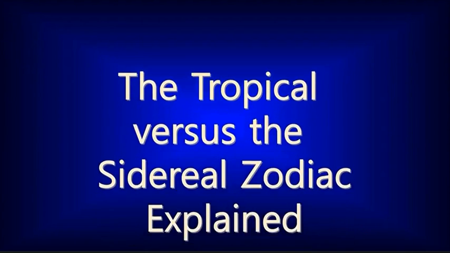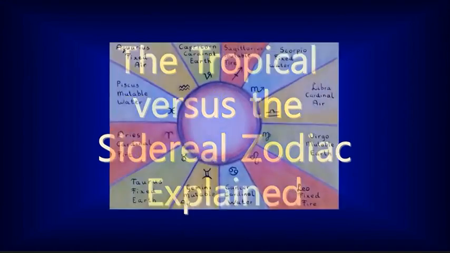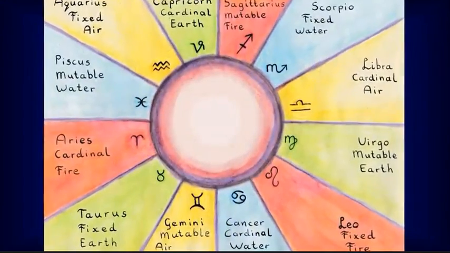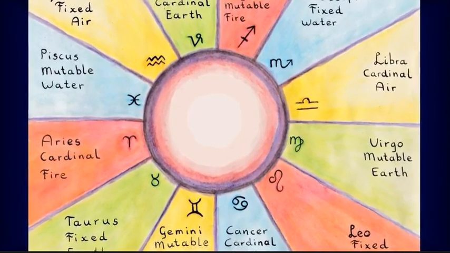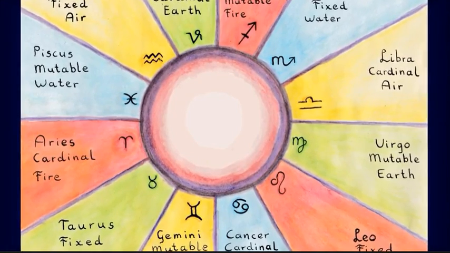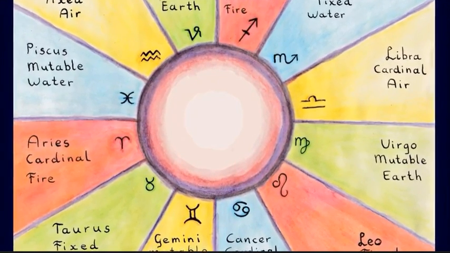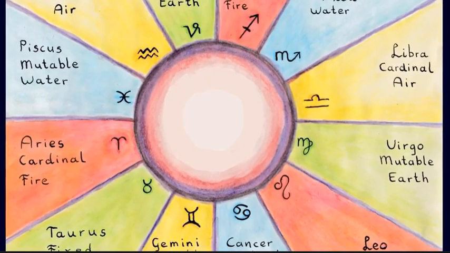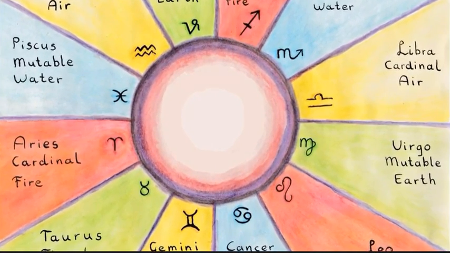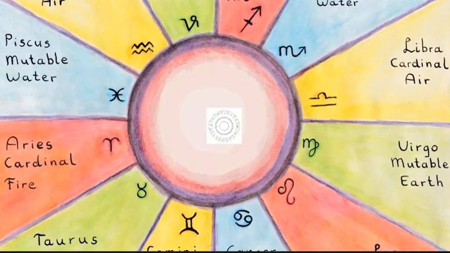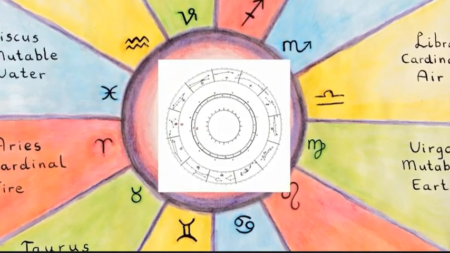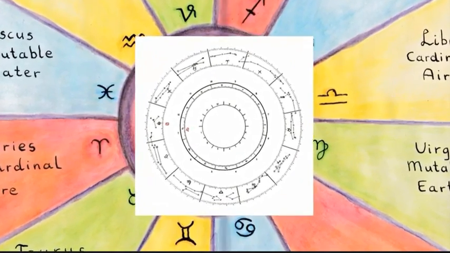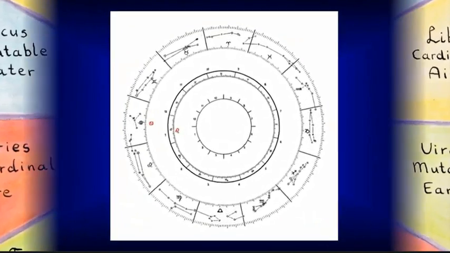The tropical versus the sidereal, explained in a simple way. The zodiac as we know it does not go inside with the sidereal, and I will show you. But what is it actually that we are looking at with the zodiac? We know them as our birth signs, like Aries, Taurus, Gemini, Cancer, Leo, Virgo, Libra, and so on and so forth. If we look at the sky, then we see that it is not that constellation. So what is it then that we are looking at?